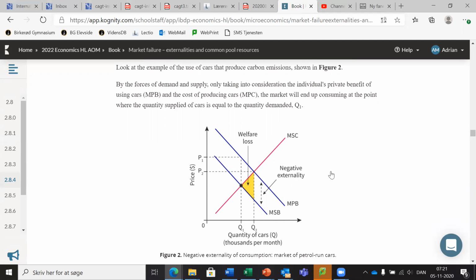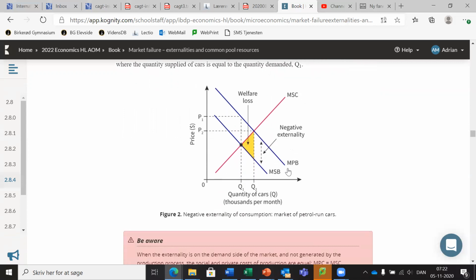So what happens in equilibrium? Well, again, it's where MPB and MSC intersect. It's at this point here. As a society, we will have this many cars driving each month at Q2. If we took into account the full social cost, it would be Q1. And again, why is this difference between Q2 and Q1 a problem? Well, because between Q2 and Q1, the social cost is higher than the social benefit. And all this area here is a deadweight loss.